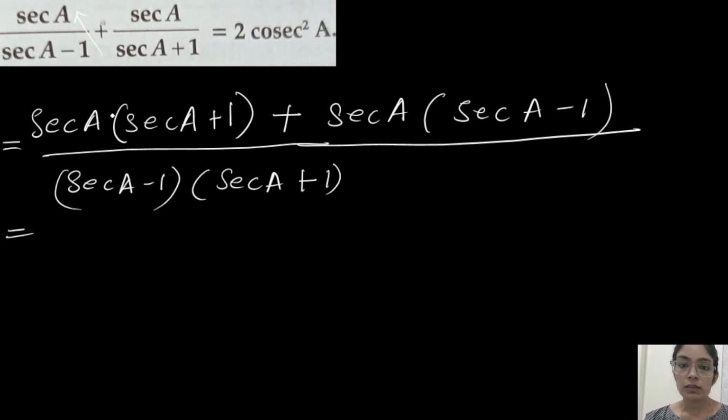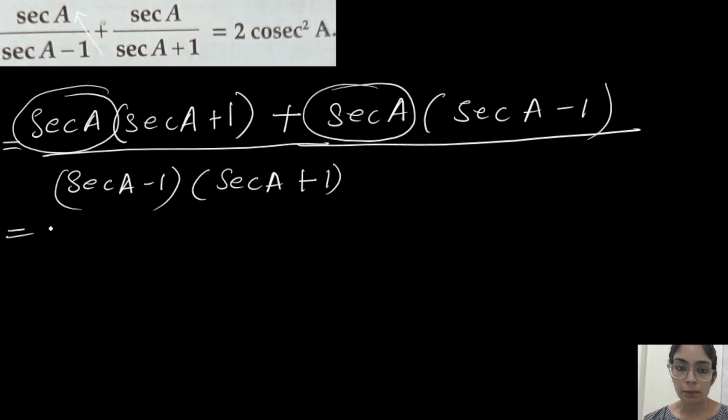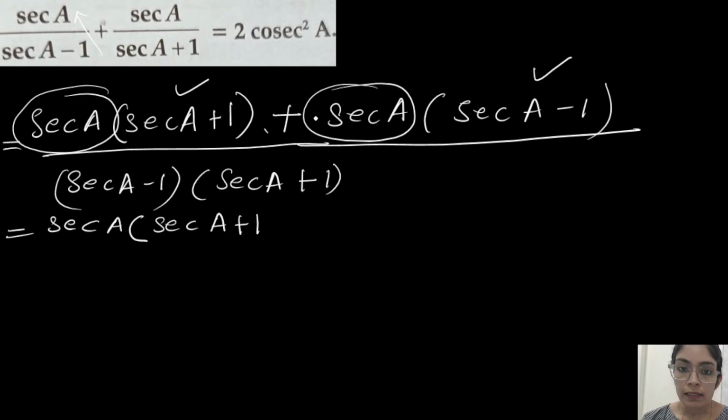In the numerator, first of all, again secant we can take out common, because it's present in both the terms. So I'm just taking it common. Secant A is common. Remaining things whatever is left, like that only we will write. So this is secant A plus 1, this plus sign as it is, secant A minus 1. So remaining things I have written.